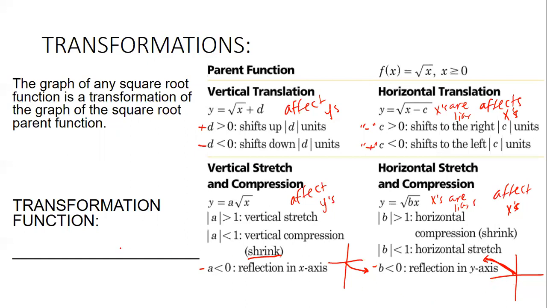Okay, so when we put it all together, the transformation function for the square root function would look like f of x equals a times the absolute value of b times x minus c, plus d, where each piece has a role that it plays.